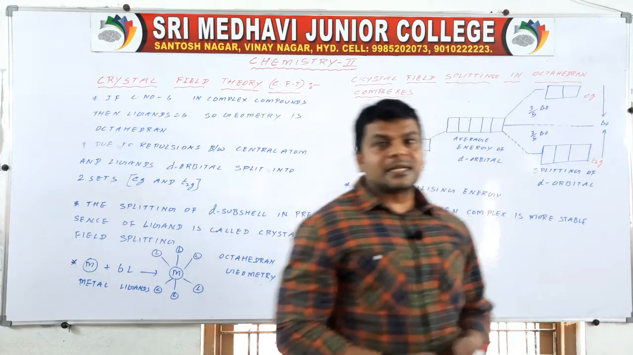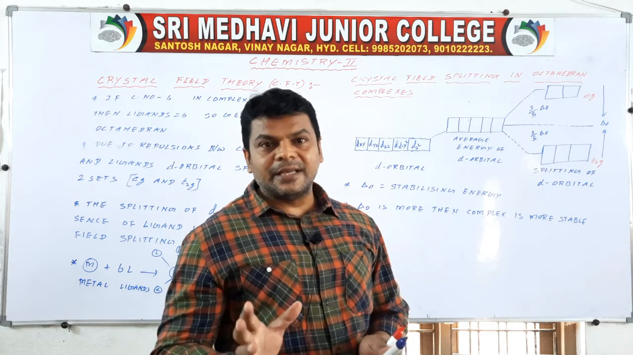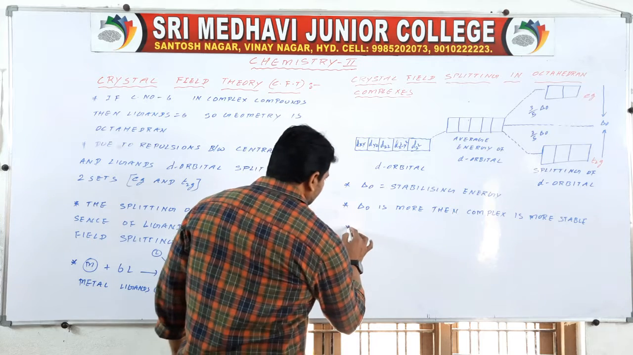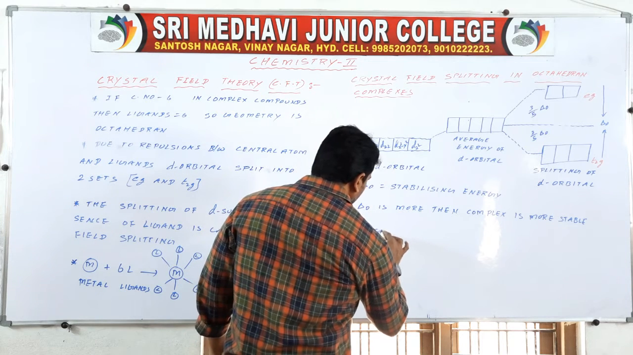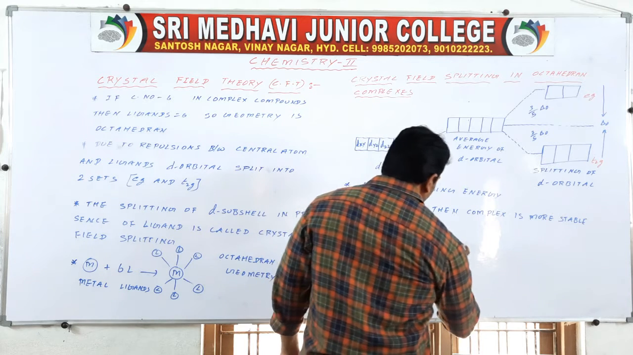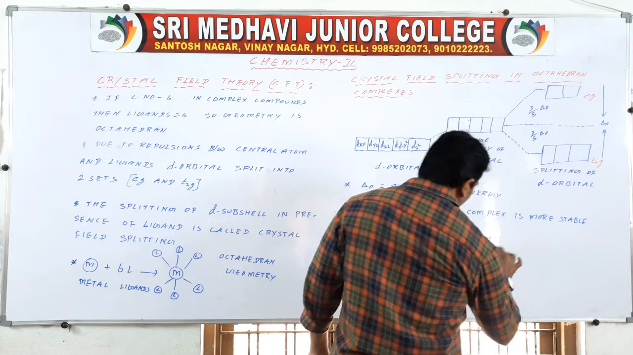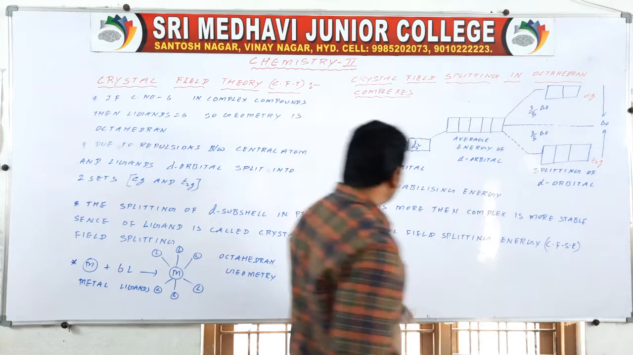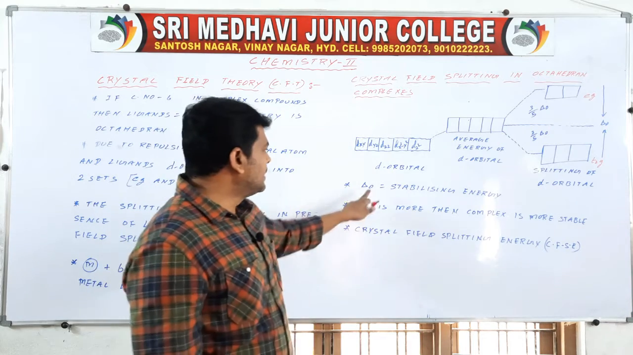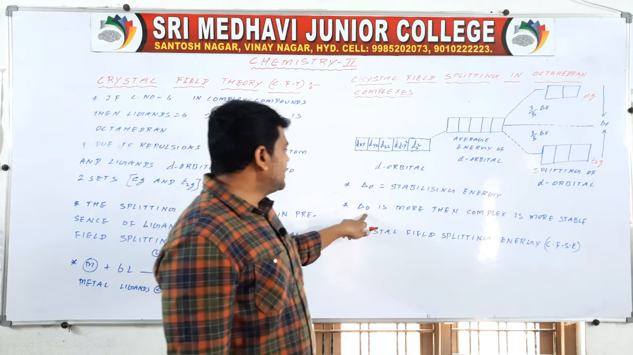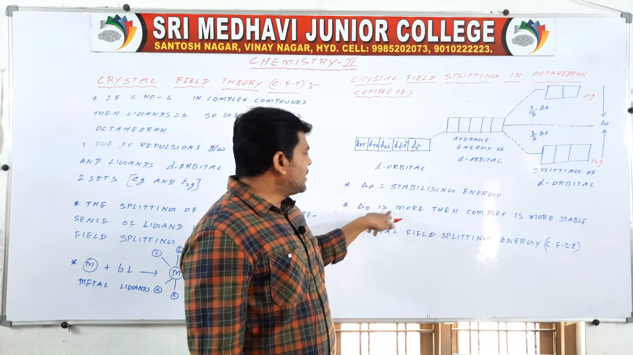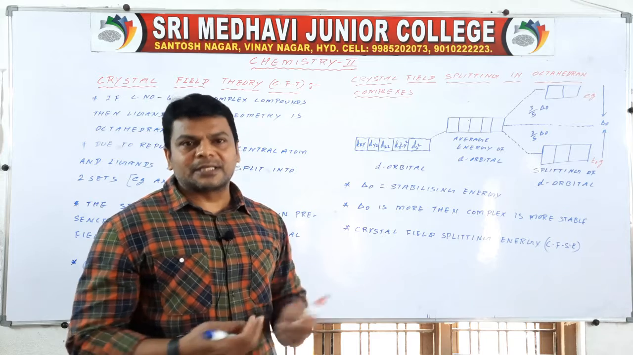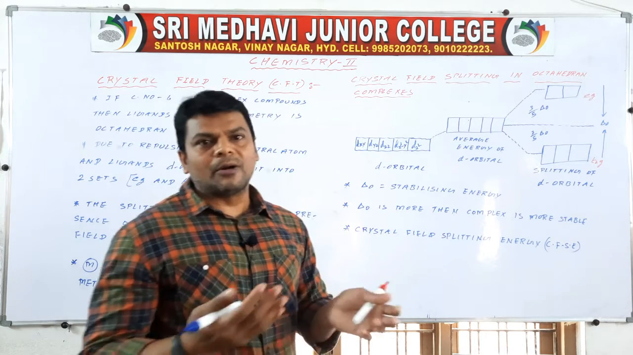This is nothing but the crystal field splitting energy, or stabilizing energy. It is called CFSE, crystal field splitting energy. Delta naught is a stabilizing energy or crystal field splitting energy. If delta naught is more, then the complex is more stable. If crystal field splitting energy is less, then the complex is less stable.